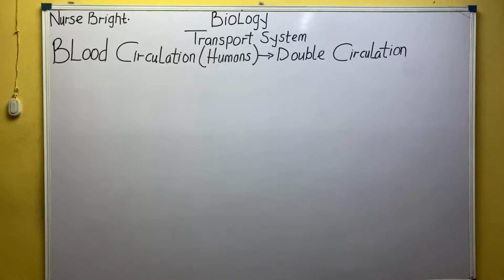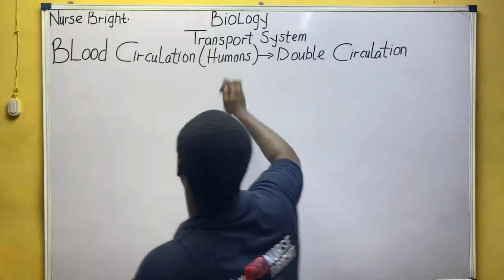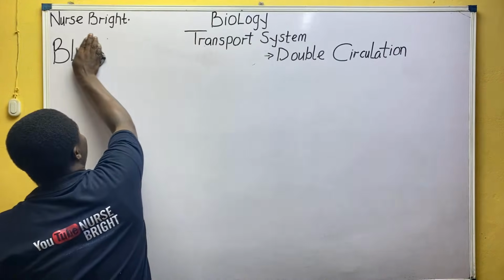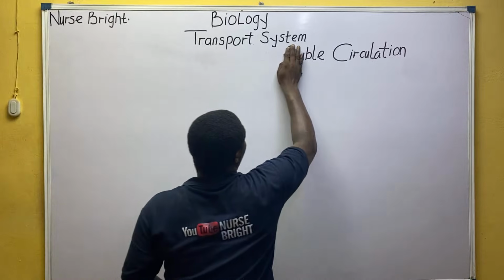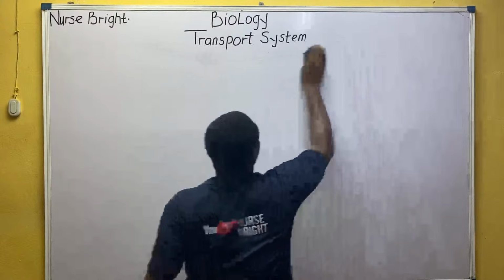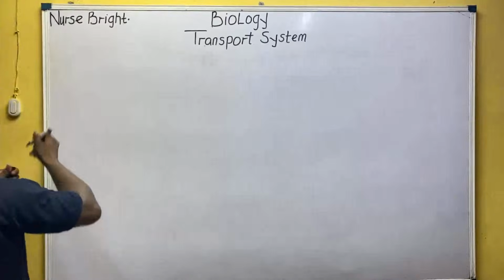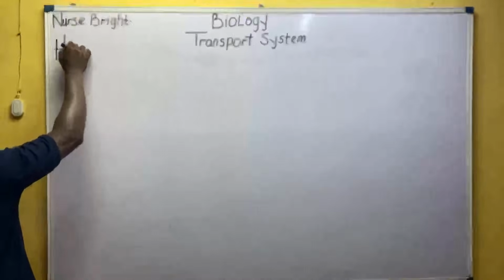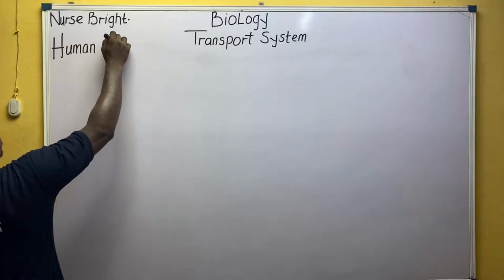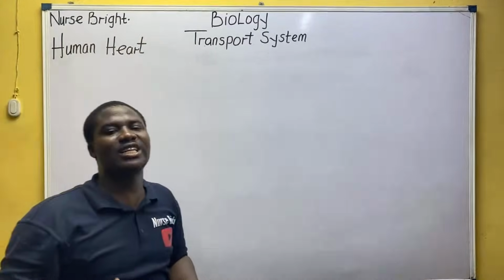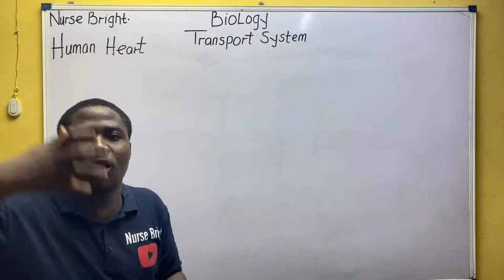Okay, I think we're going to start with the heart, which is the pumping device. We're going to talk about the human heart specifically, and about how blood circulates. On the human heart, I'm going to give you a description, but let's draw. From the diagram, we'll be able to see a lot of things.